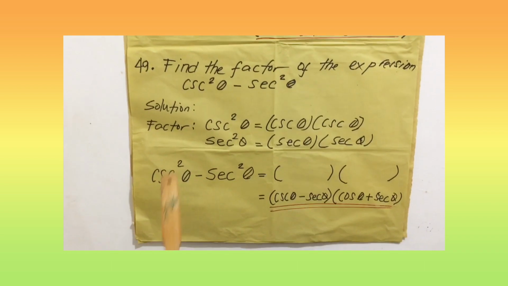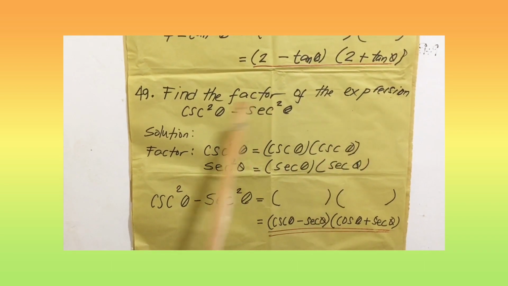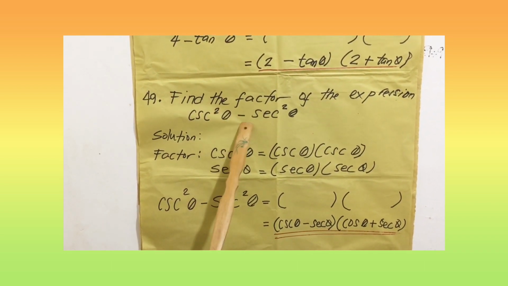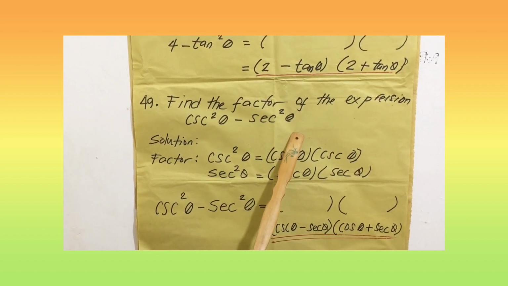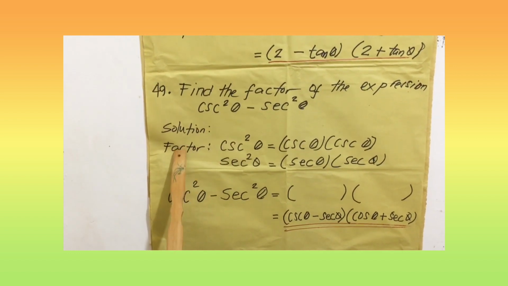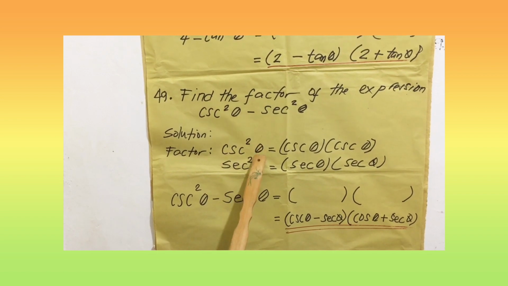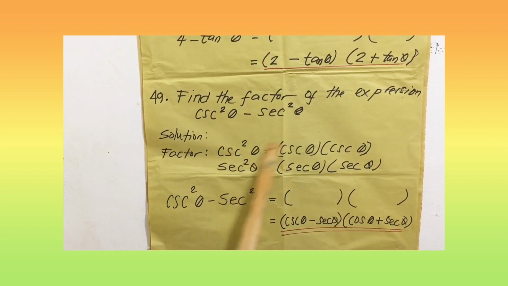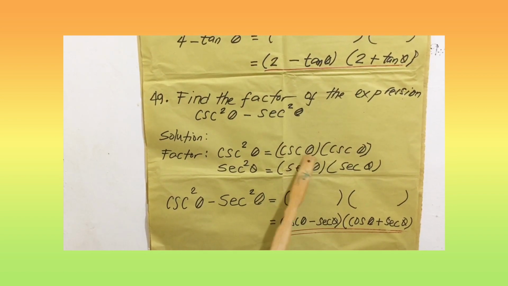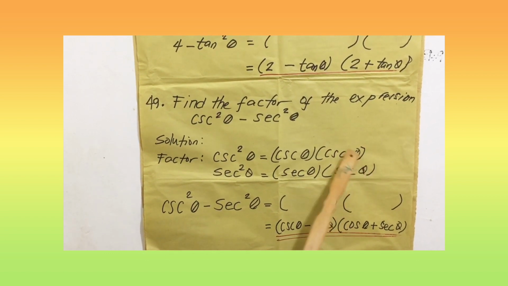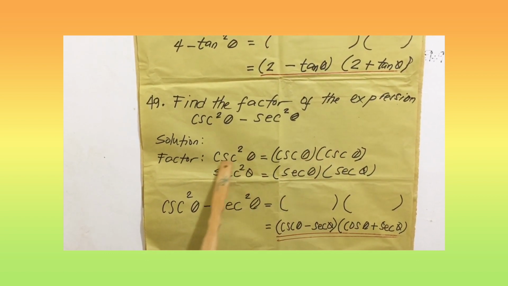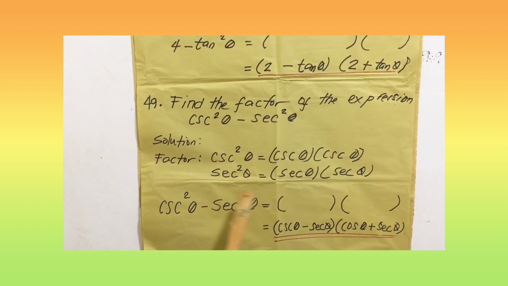Next, number 49. Find the factor of the expression cosecant squared theta minus secant squared theta. So our solution, first we're going to factor the cosecant squared theta. We have to split this cosecant. This becomes cosecant theta and cosecant theta. If we multiply this, it becomes cosecant squared theta.